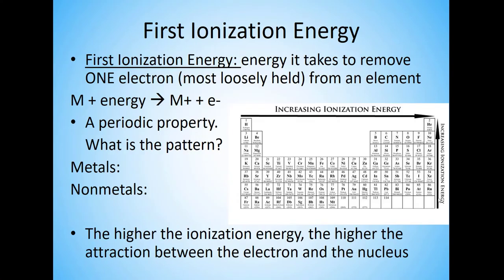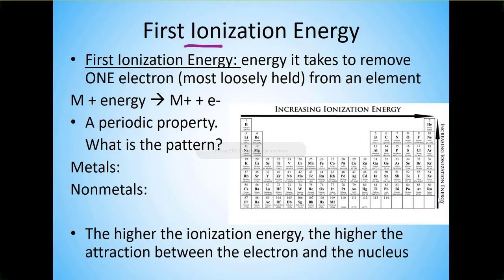All right, first ionization energy. So ionization means we're making an ion. And remember, an ion is an atom with a charge. So that's what ionization energy means. And if I look at first ionization energy, that means it's the energy required to remove one electron, the most loosely held electron from the element.